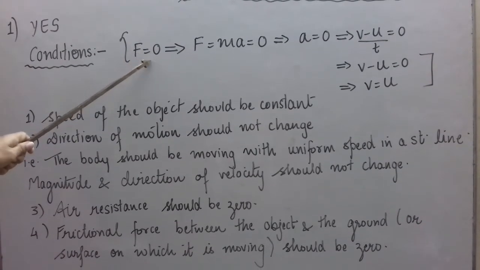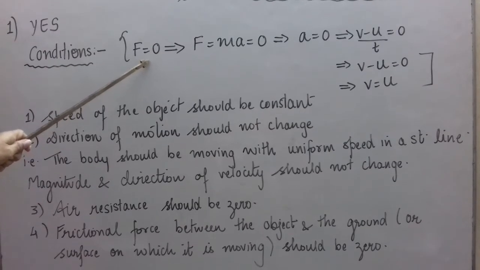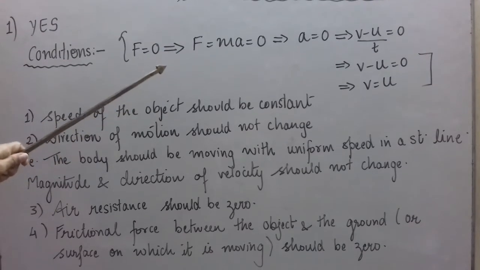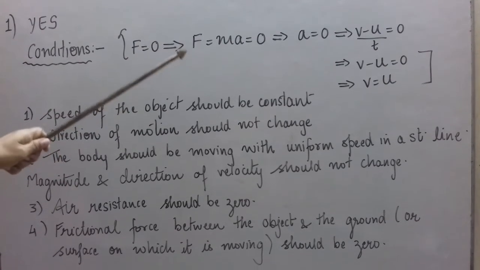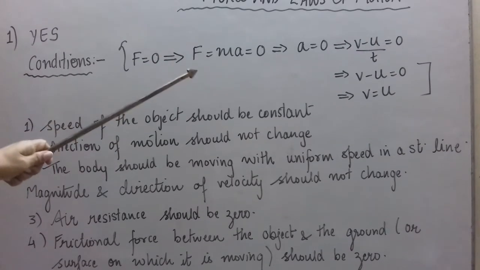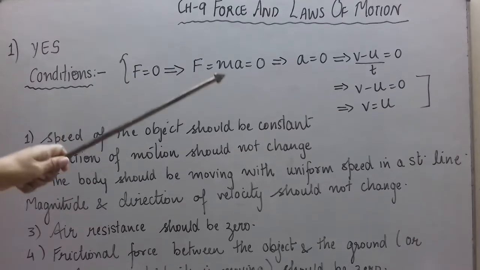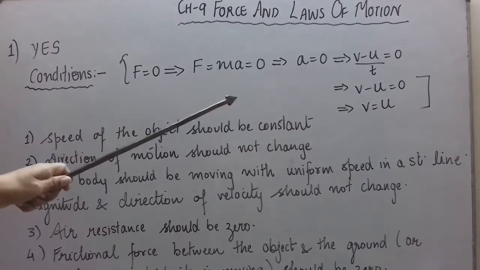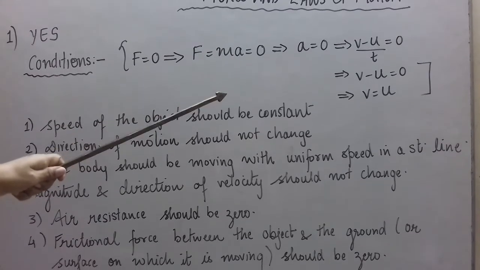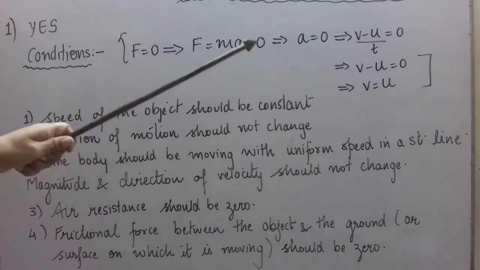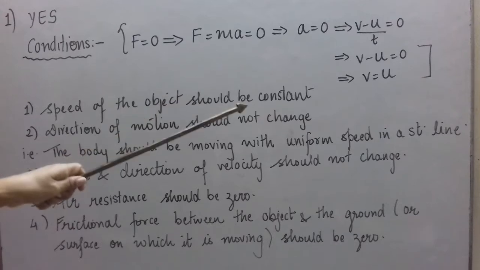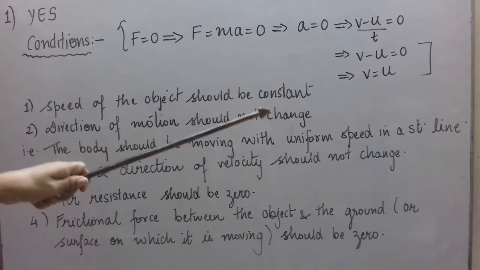See, if F is 0, according to Newton's second law of motion, F = ma = 0, where m is the mass of the body and a is the acceleration produced in the body. We know m is always positive, it can never be 0. So a is 0. What is a? a = (v − u)/t. So if (v − u)/t is 0, we know that v − u is 0, because 0 into t will be 0 when you take t on the other side. Which implies further that v = u.